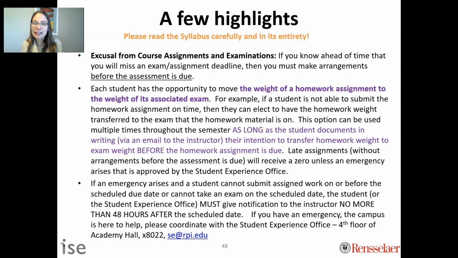Finally, I would say, please read the syllabus. There are two syllabuses posted on LMS, one for ISYE 4210 and one for ISYE 6600. Please read them. I want to make a few comments on things that may be different than you have seen in other classes. One is that if you can't make the deadline for a homework assignment, that is okay. You can move that weight to the exam as long as you email the instructor prior to the deadline.